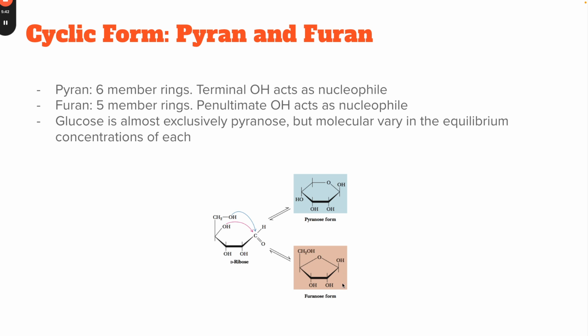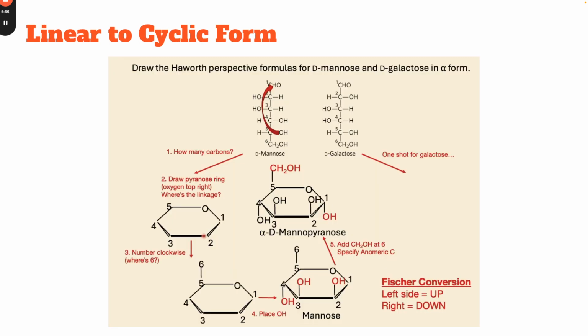And glucose is almost exclusively pyranose, but molecules vary in the equilibrium concentrations of each. So yeah, because it goes from linear to cyclized form, you may have an occasional furanose, but it's almost exclusively pyranoses. This is linear to cyclic form, just like how to do that. I think this is pretty important. Does anyone want to go over this? We can, but it's also in the slides if you want to go over it on your own time.